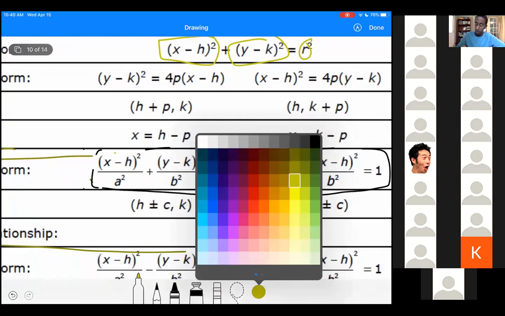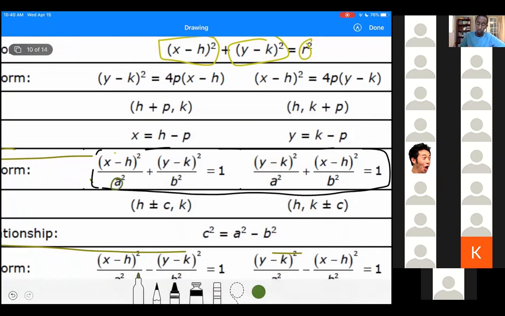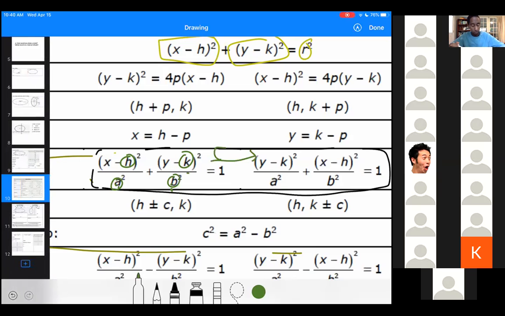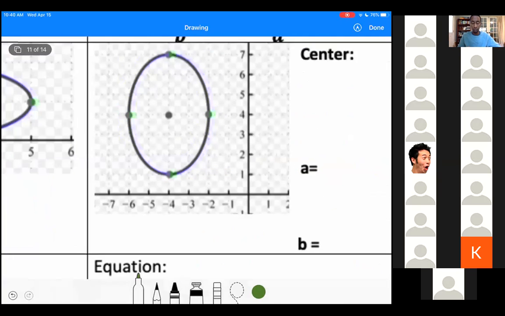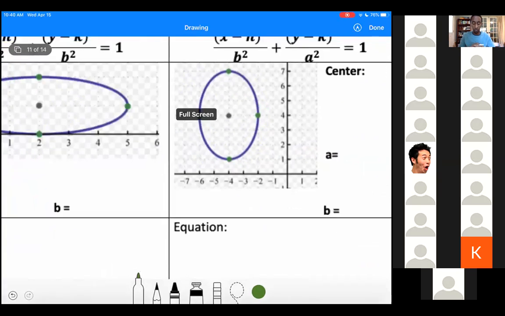Okay, we also should see an A and a B, right? We talked about A and B, so what this means is if we have the A and the B, and we have the H and the K, that's enough information to write the equation of an ellipse. All you need is the A, the B, the H, and the K. So the center and the A and the B, okay? And we'll talk about the differences between these two in a second, but I just want to discuss those, all right?